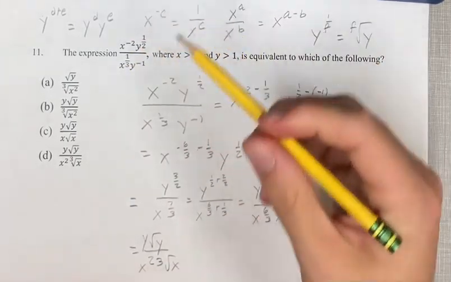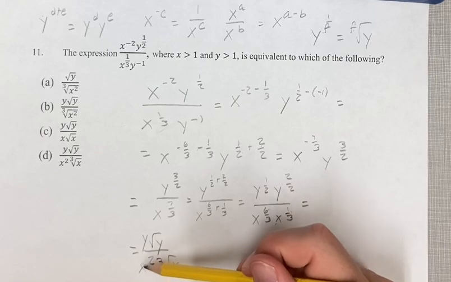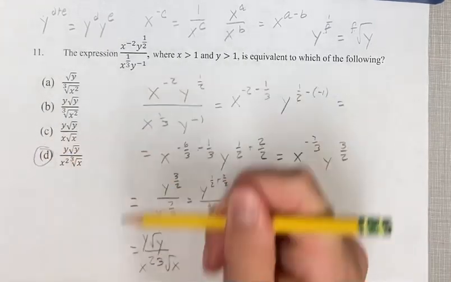So this expression is equal to y root y over x squared times the third root of x, which means our final answer is going to be D.